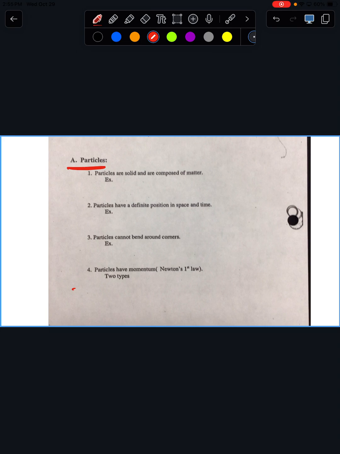Particles cannot bend around corners. They only go in straight lines. Okay? Straight there, straight back. A rubber band can't bend around a corner. Rubber band, if you shoot it, it's going to go in a straight path. But now I know what you're thinking.